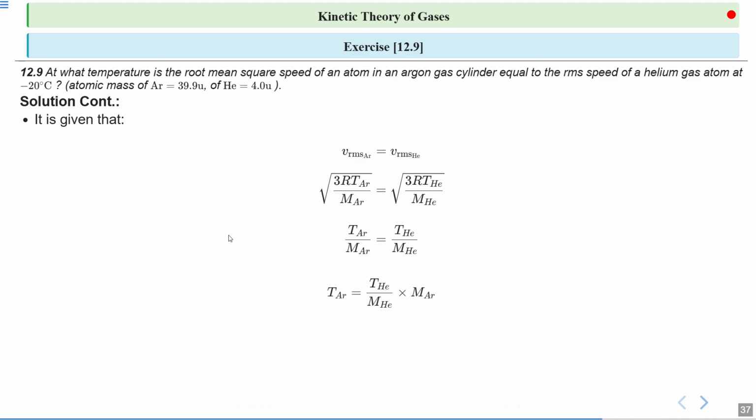So finally, we solve for the temperature of argon by rearranging the equation. We express the temperature of argon in terms of the known temperature of helium and their respective molar masses. This gives us a clear formula to calculate the desired temperature, illustrating the impact of atomic mass on the speed of gas particles.